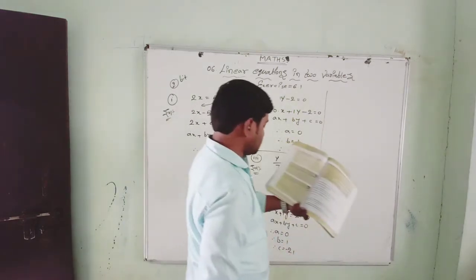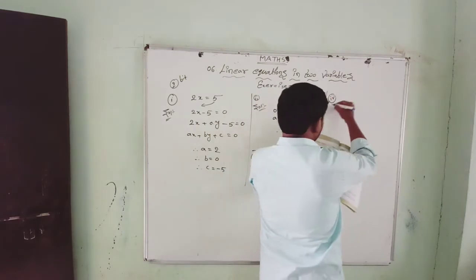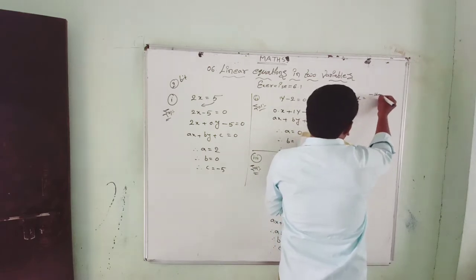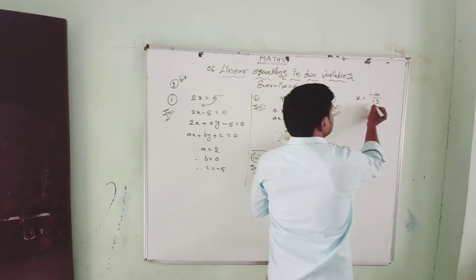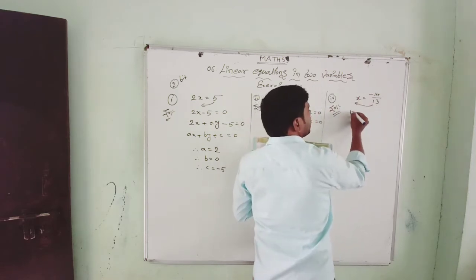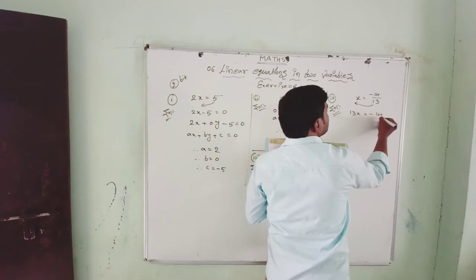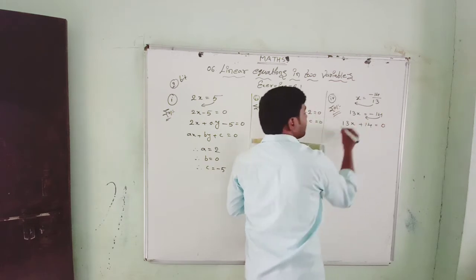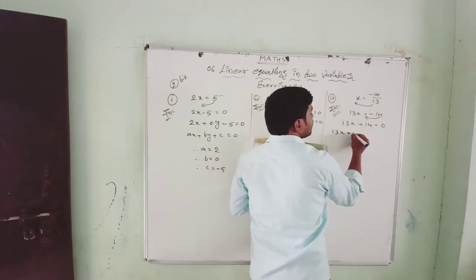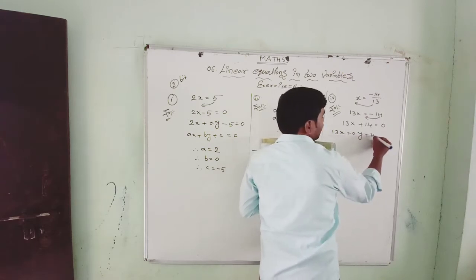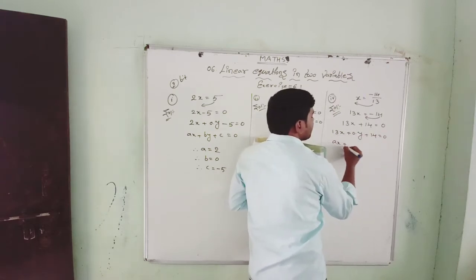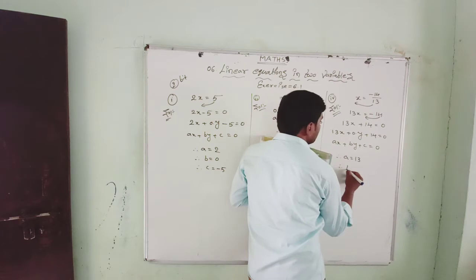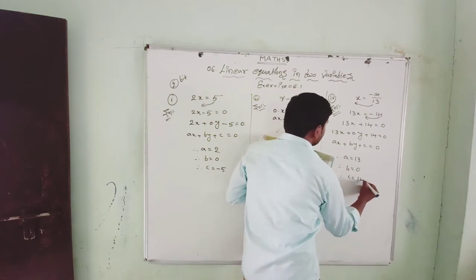Next, the last one of this bit, the fourth one, that is x equal to minus 14 by 13. This 13 you bring this side: 13 into x, 13x, that equal to minus 14. Minus 14 also you bring this side, that is 13x plus 14 equal to 0, where there is no y term, so we put y term as 0 into y plus 14 equal to 0. Now it is in the form of ax plus by plus c equal to 0, where a value is 13, b value is 0 and c value is 14.